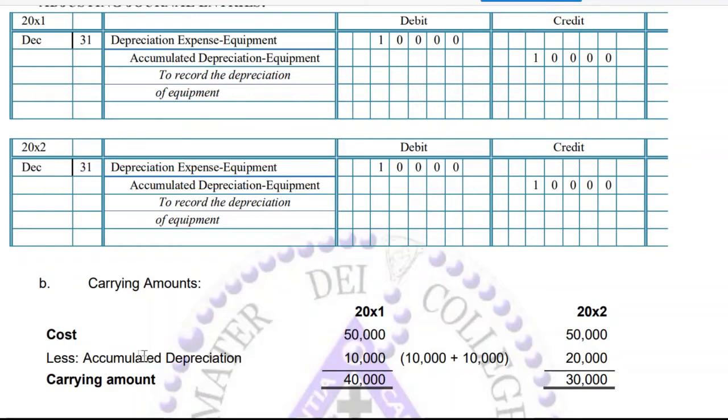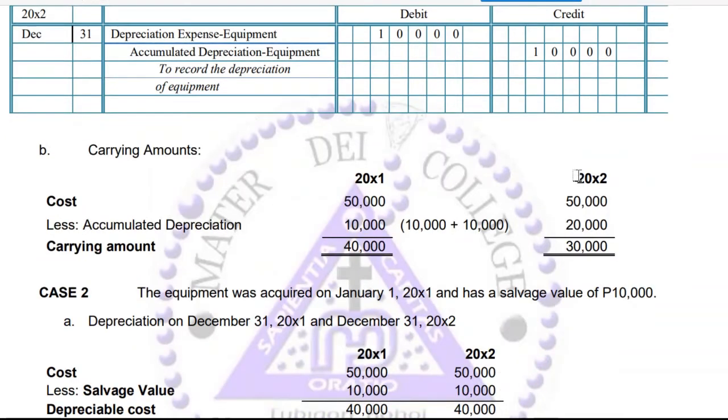And then for year 2, that's 20x2. So the cost is 50,000. Now, your accumulated depreciation is 20,000, because year 1 is 10,000 and year 2 is another 10,000. So total accumulated depreciation is 20,000 as of year 2. So the carrying amount now would be 30,000.